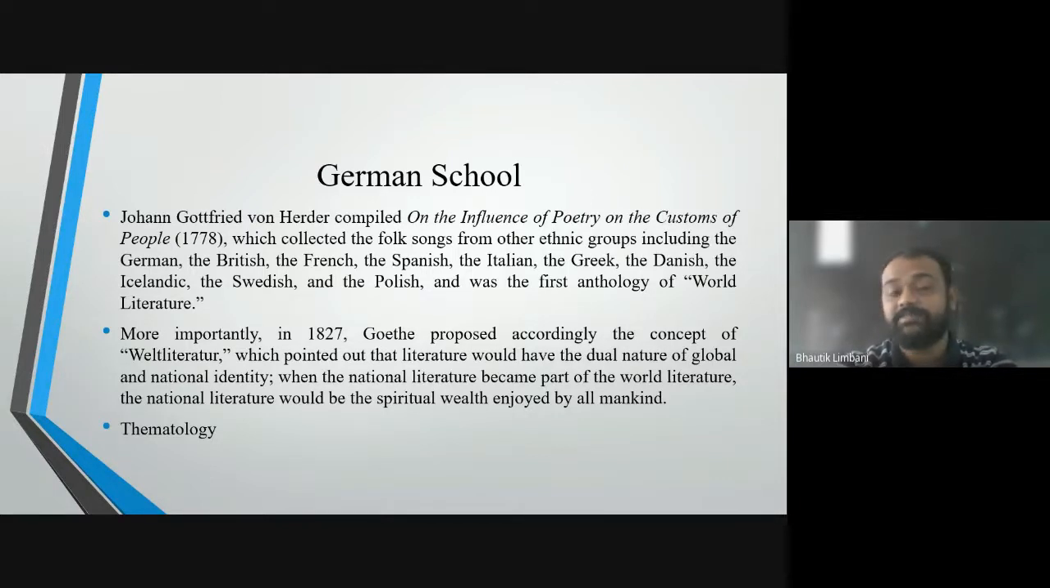It got published in 1778, and this was basically folk songs. So, pure culture, you may call it, ethnic culture, ethnic groups and their customs. Look at the variety: folk songs of the Germans, the British, the French and Italian, Danish and Greek and Polish. So this was the anthology which put different works from different cultures in different languages into one language and one book.